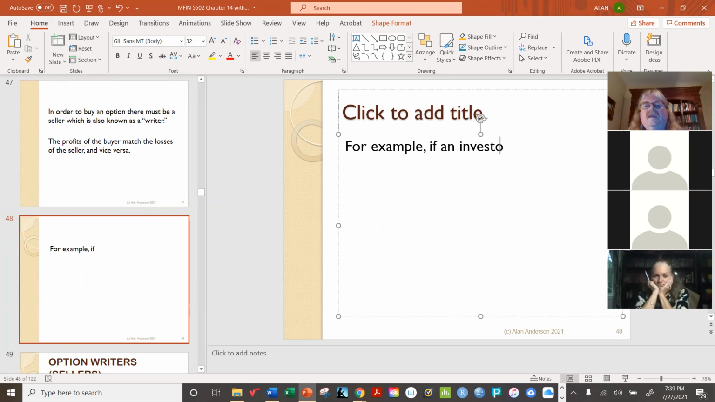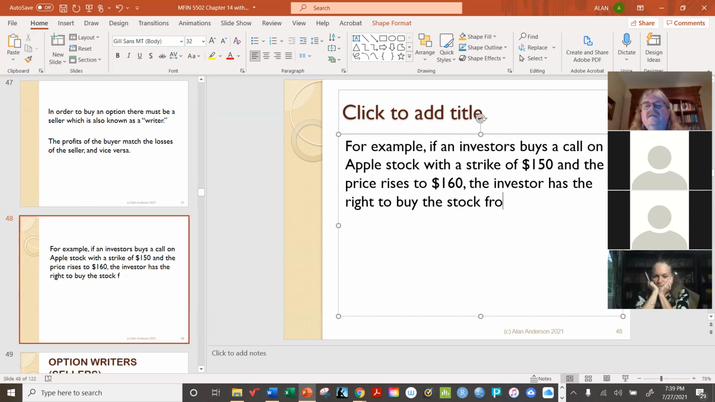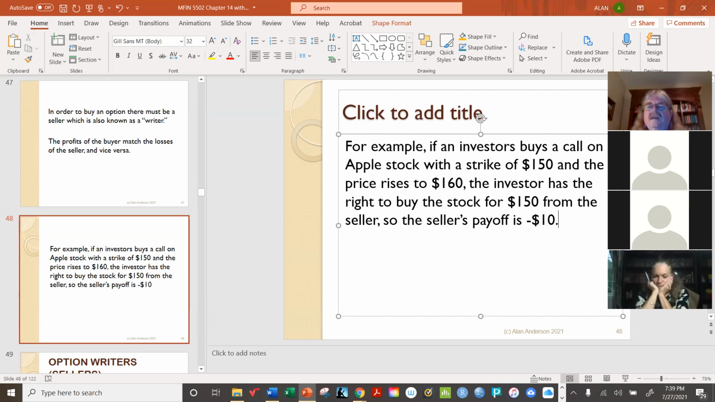if an investor buys a call on Apple stock with a strike of 150, and the price rises to 160, the investor has the right to buy the stock for 150 from the seller, so the seller's payoff is minus $10. Now I thought we said that there's no negative payoffs. That's from the buyer's perspective.